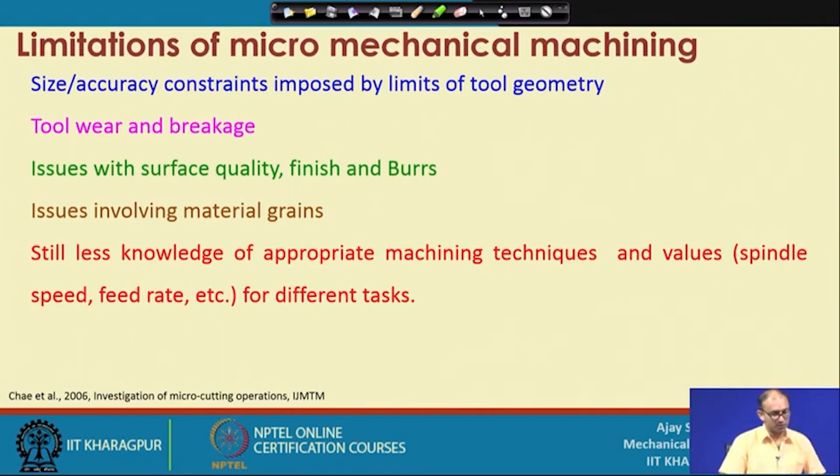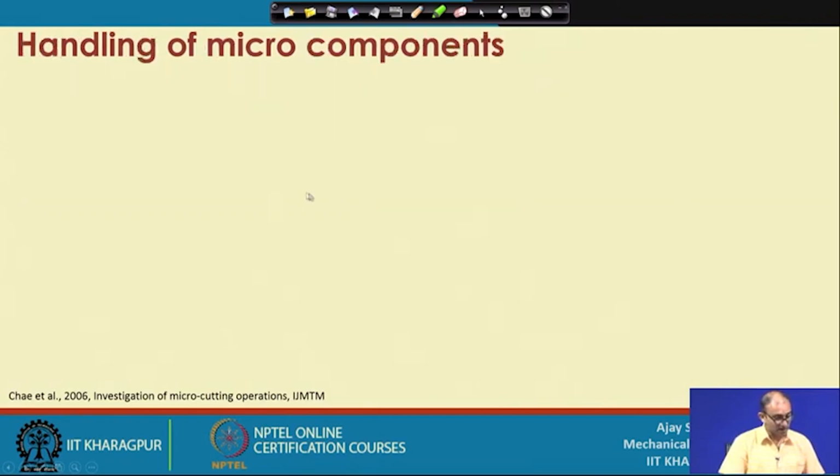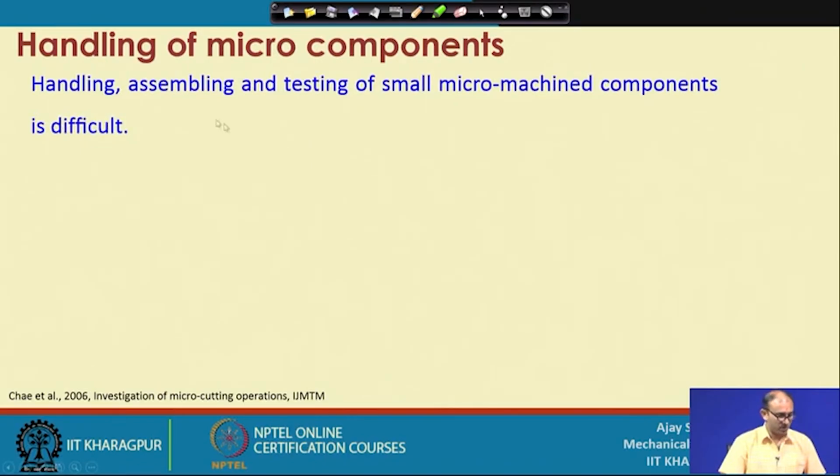So, mostly you have to do trial and error, and you have to create your own database, so that later on that can be useful for others also. Now, this is also important, how to handle these micro components. Once you machine all the components, everything is ready, now how to transfer that component from one location to another location, because size is very small, and then it is creating a problem. So, handling, assembling and testing of the small micro machine components is very difficult.